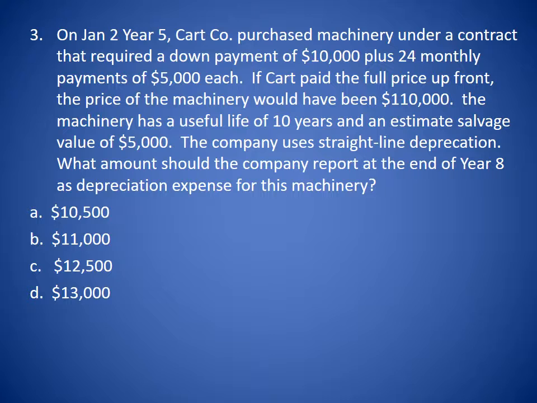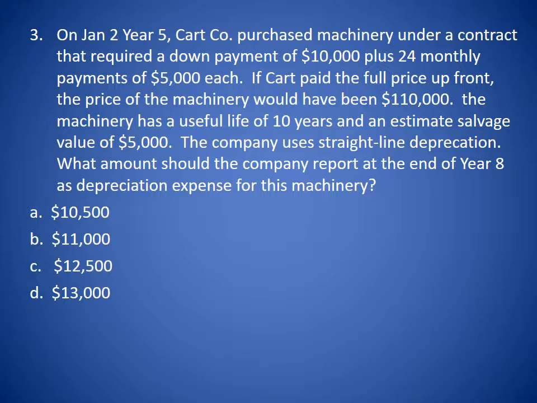Okay, question number 3. On January the 2nd of year 5, so the first of the year, this company purchased machinery under a contract that required a down payment of $10,000 and then 24 monthly payments of $5,000 each. If the company had paid the full price up front, the price of the machinery would have been $110,000. The machinery has a useful life of 10 years, that's economic useful life, and an estimated salvage value of $5,000.